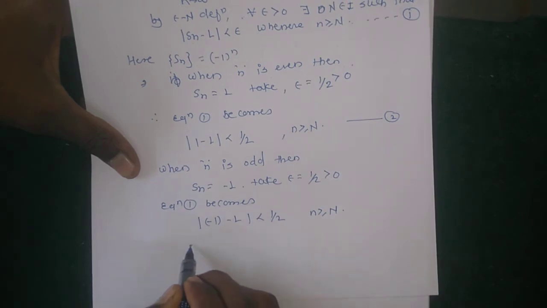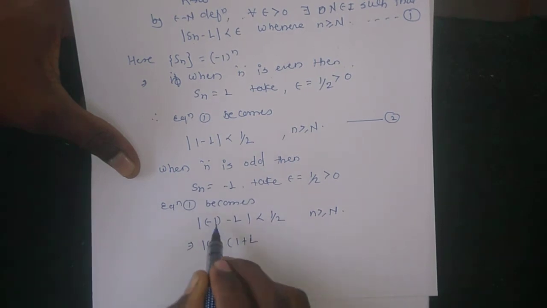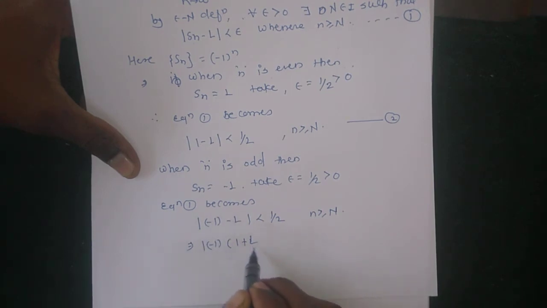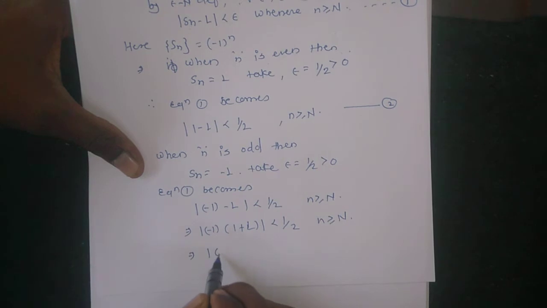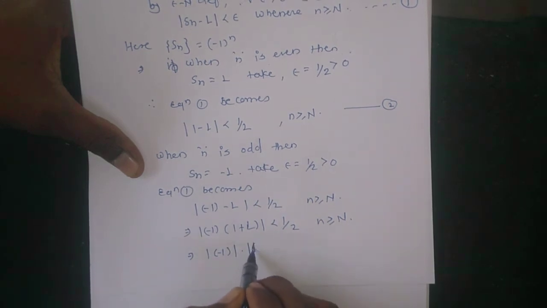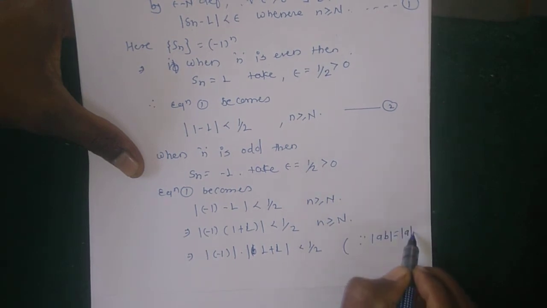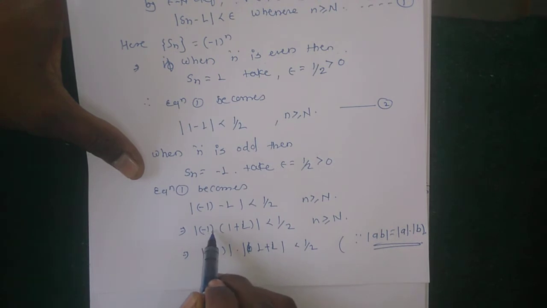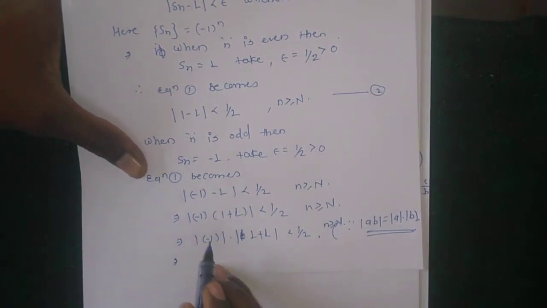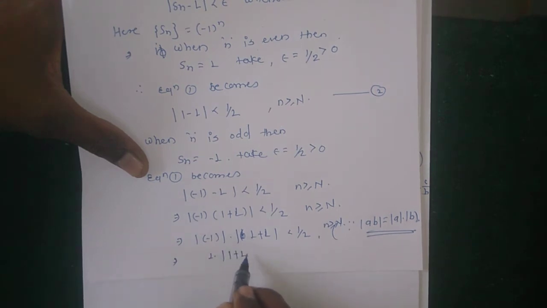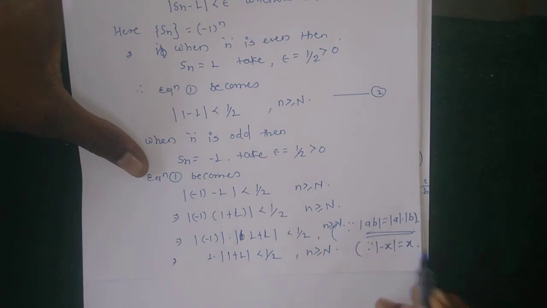Which implies that minus 1 into 1 plus L, since the minus sign is common, then 1 plus L, is less than 1 by 2, where n is greater or equal to N. So mod of minus 1 into 1 plus L is less than 1 by 2, since mod AB is equal to mod A into mod B. Using this result, mod of minus 1 into 1 plus L is equal to mod of minus 1 into mod of 1 plus L, and mod of minus 1 has value 1. So 1 into mod of 1 plus L is strictly less than 1 by 2 when n is greater or equal to N, since mod of minus x is equal to mod x in real numbers.